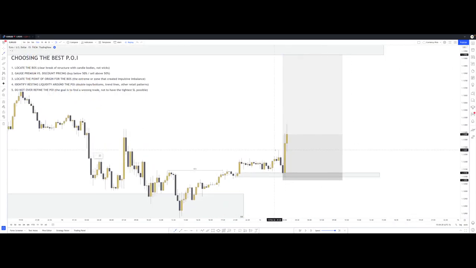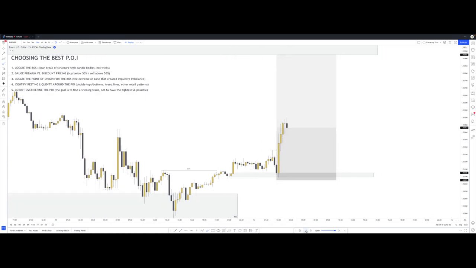Now we have another break of structure here that could represent another buying opportunity for this POI here, which is of course in discount pricing. If you're looking at this bullish leg, it's the discounted pricing of that bullish leg, but we're just going to stay in this initial position. Let's play price forward and see how this one pans out.